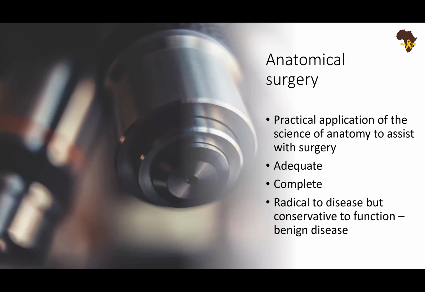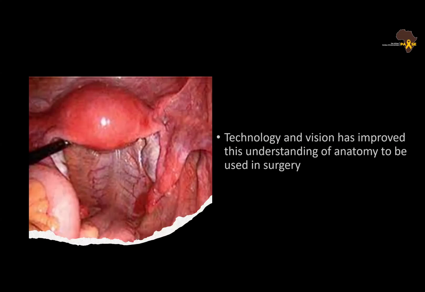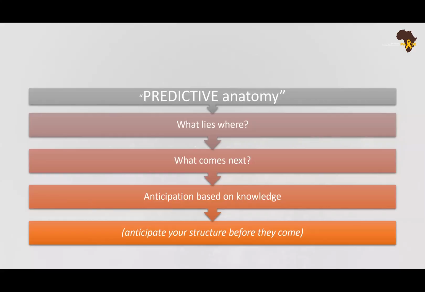Now, moving on, anatomical surgery. What is anatomical surgery? It is the use of this science of anatomy that we know to assist with surgery, to make sure that we do a complete, adequate surgery that is radical to the disease, in this case endometriosis, but conservative to the function of the visceral organs around there, being a benign disease. So this anatomical surgery requires adequate and accurate knowledge of anatomy. Technology and vision has improved this understanding of anatomy to be used in surgery.